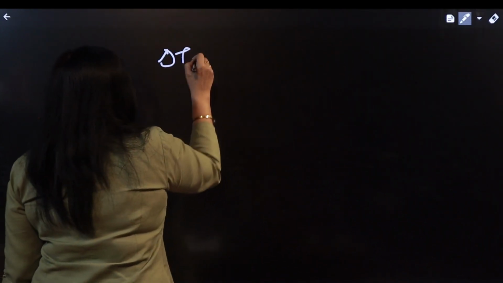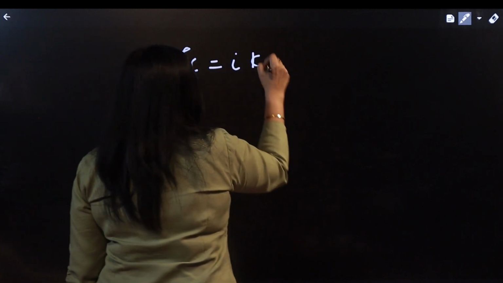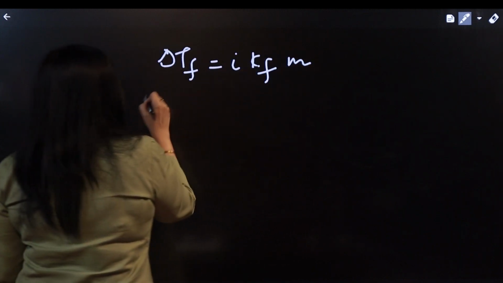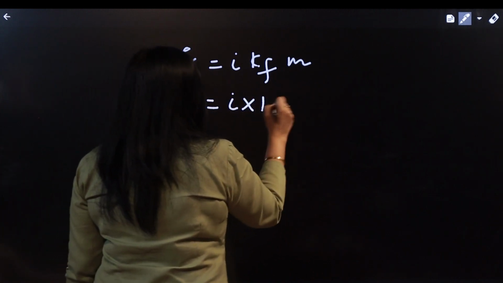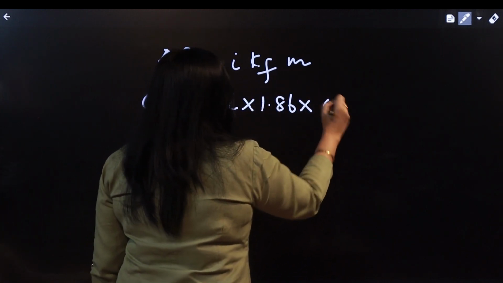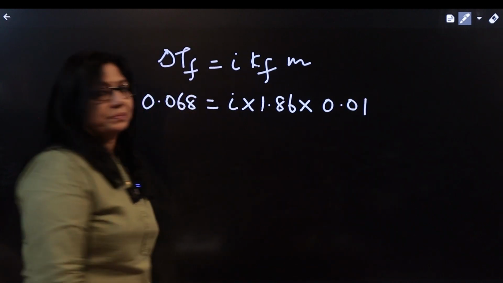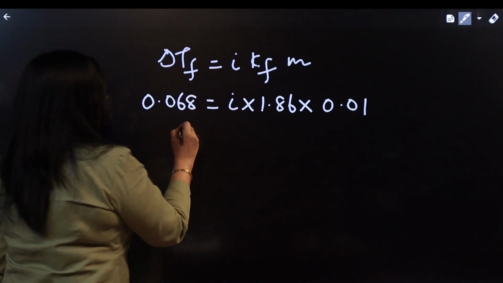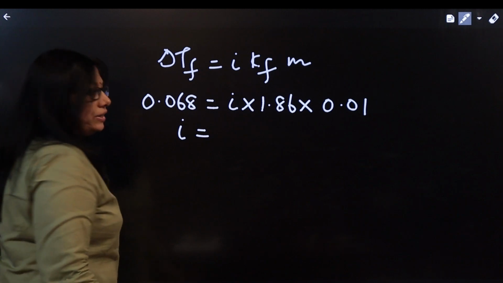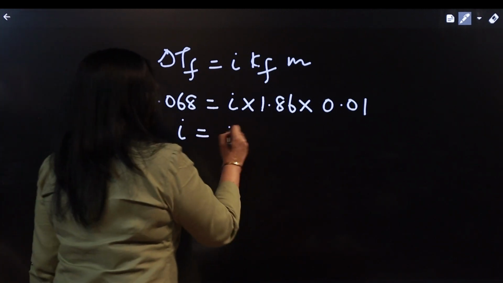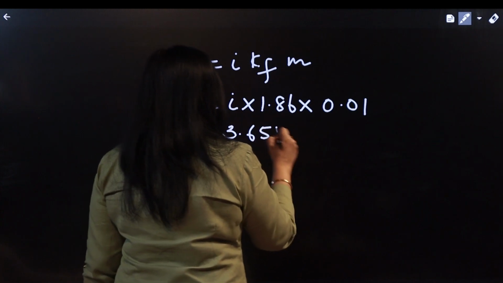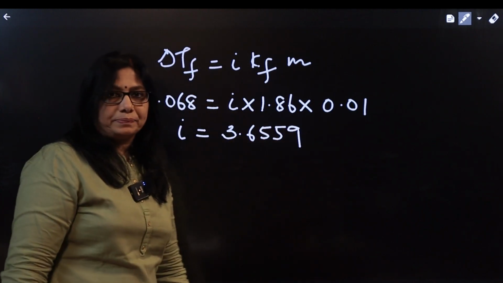So delta TF is equal to i into KF into m. Delta TF is 0.068 is equal to i into 1.86 into m is 0.01. Right. So you are getting i. When you calculate, you are getting i as 3.6559. This is what you get for i.